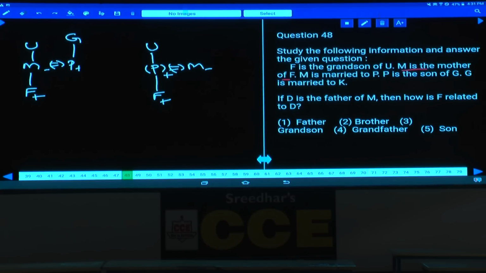Now in this one, P is the son of G means this G and U must be married to each other. In the second case, G and U must be married to each other. P is the son of G. G is married to K.